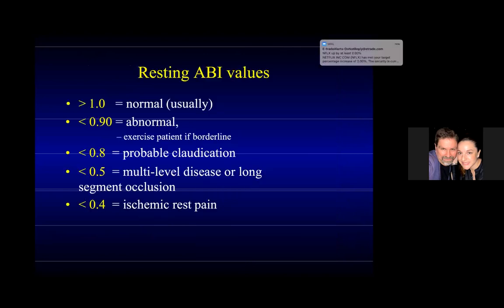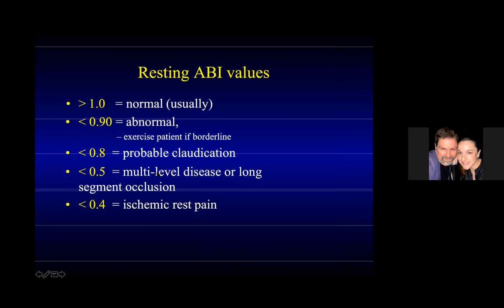So resting ABIs, there is a difference between doing an ABI in a patient that is laying in bed and a patient that you've put on the treadmill for 10 minutes, okay? So if the patient's laying in bed, you do an ABI, that's called a resting ABI. So greater than 1.0 is usually normal. Less than 0.90 is abnormal. In other words, anything up above 0.91 would be considered in the normal range. Less than 0.8, patient may probably have claudication.